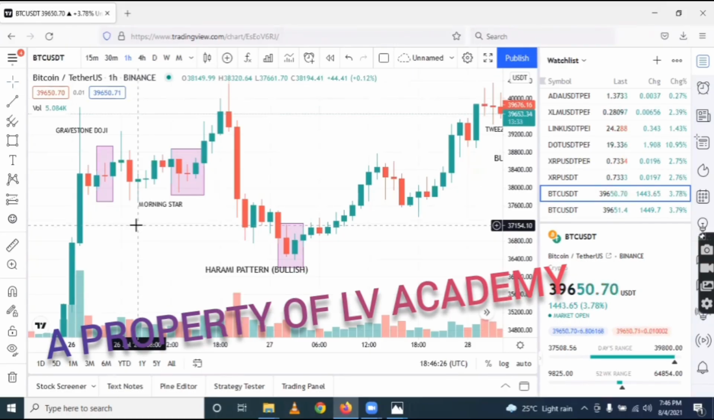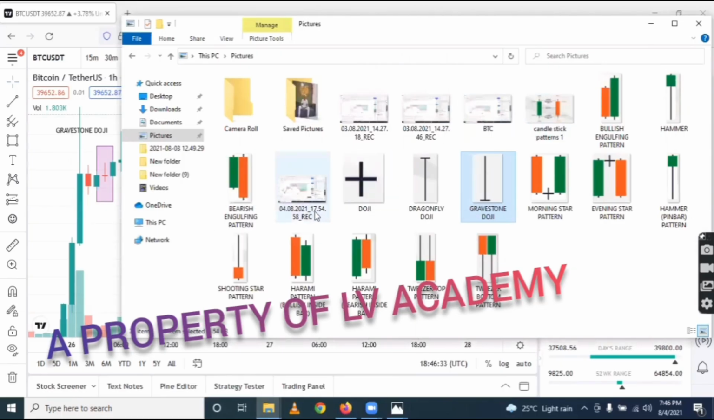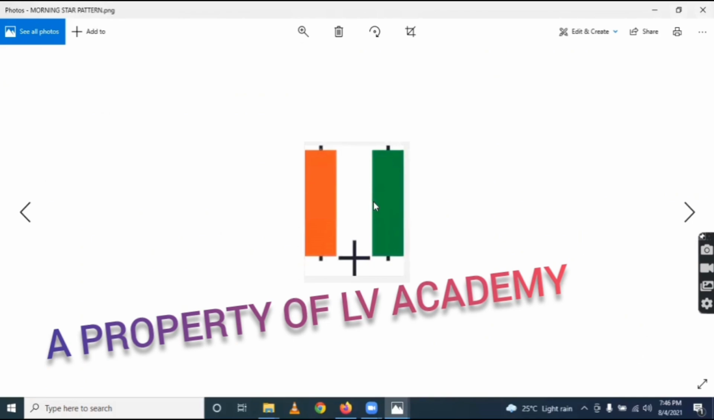Then the next one is the morning star pattern. Where is the morning star pattern? So this is the morning star pattern. This pattern is a bullish reversal signal and is most often seen at the bottom of a downtrend. Like I said, uptrend, downtrend, sideways. Downtrend is when the price is at the bottom, while uptrend is when it is at the top.